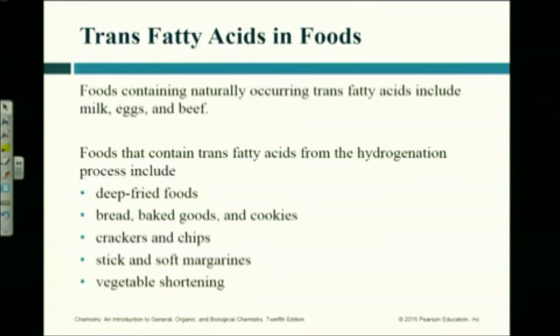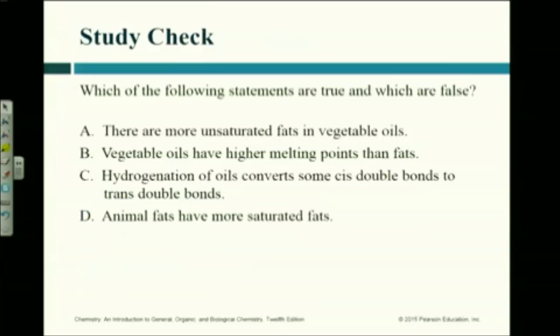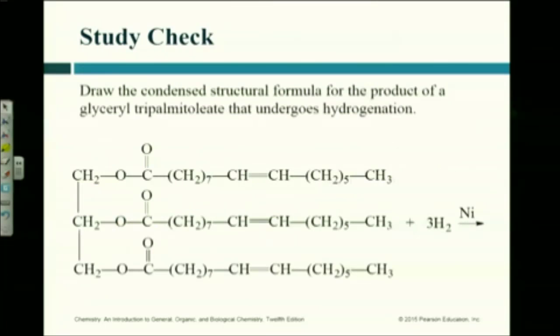Some foods naturally contain trans fatty acids, which means that the trans doesn't put a big kink in it. It still looks relatively straight, and therefore they will still be solid. Foods that contain trans fatty acids from the hydrogenation process, all these kinds of things. Deep fried food, because the oil that they use is normally a hydrogenated vegetable oil, and turns it into trans fats. Don't worry about that or that.